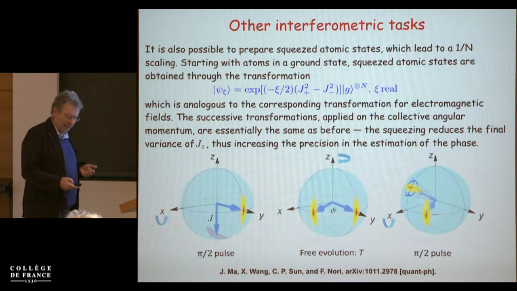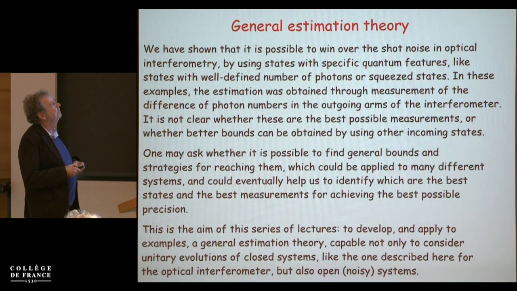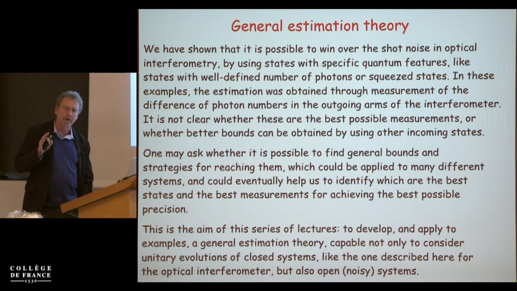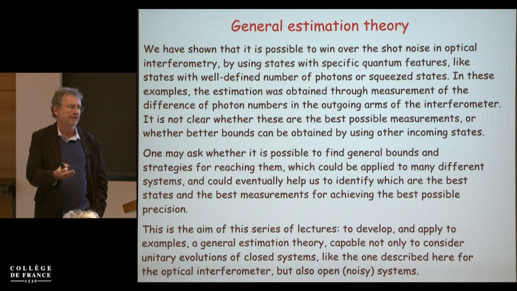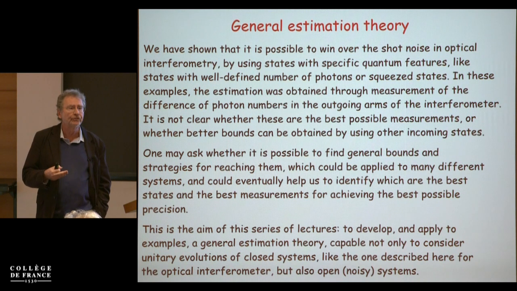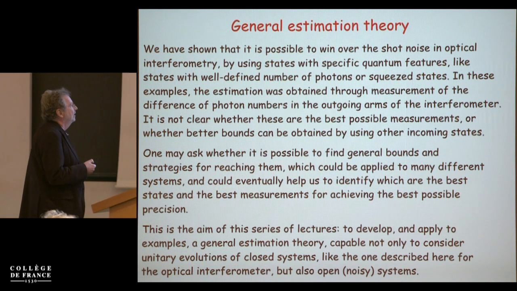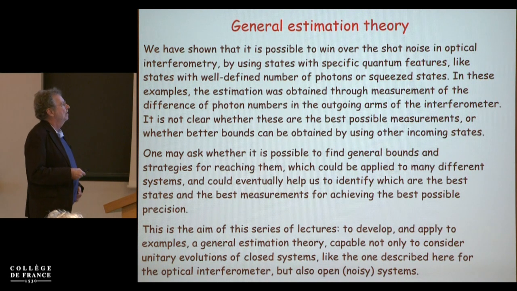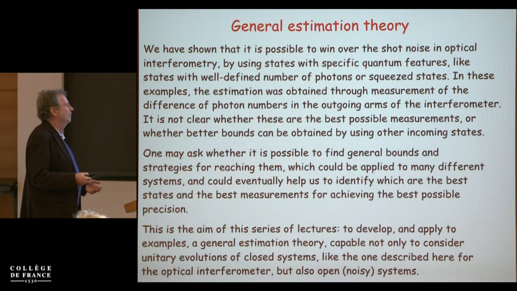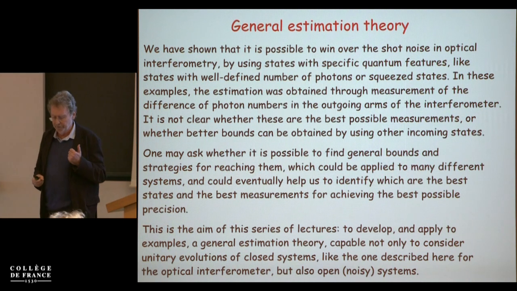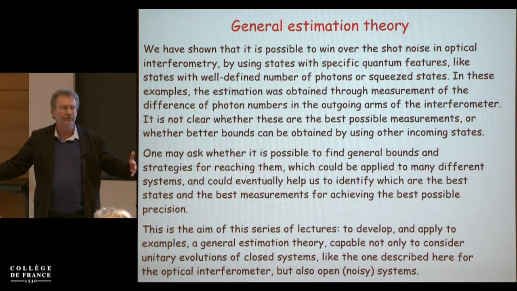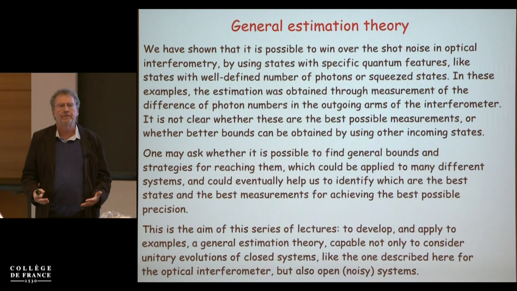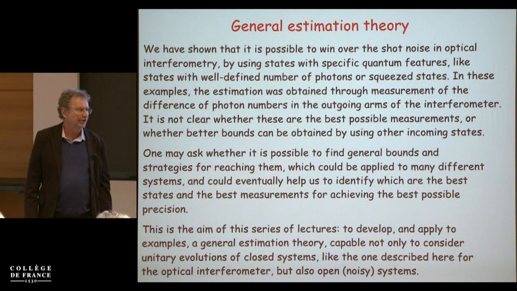So in order to look at these things, we have to develop a general estimation theory. And the purpose of this general estimation theory is to answer precisely these questions. What is the ultimate limit for a given input state? What are the best states that we can use for getting better precision? What is the best measurement procedure? Okay? So we are going to discuss that, and in fact, this is the aim of this series of lectures, to develop and apply to some examples a general estimation theory. Okay? And moreover, everything I have told you up to now is related to closed systems, unitary evolutions. But of course, nature is not so kind to us. Systems interact with the environment. So we need also a theory that will deal with open systems, and I'm going to discuss that here too.